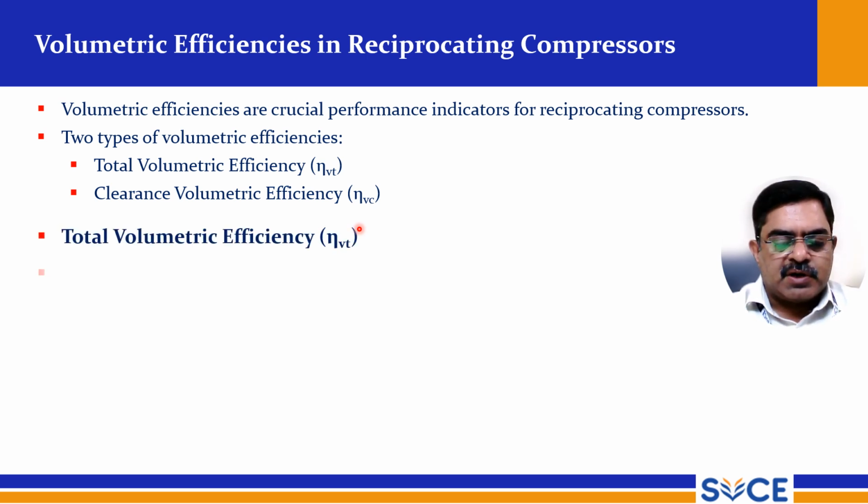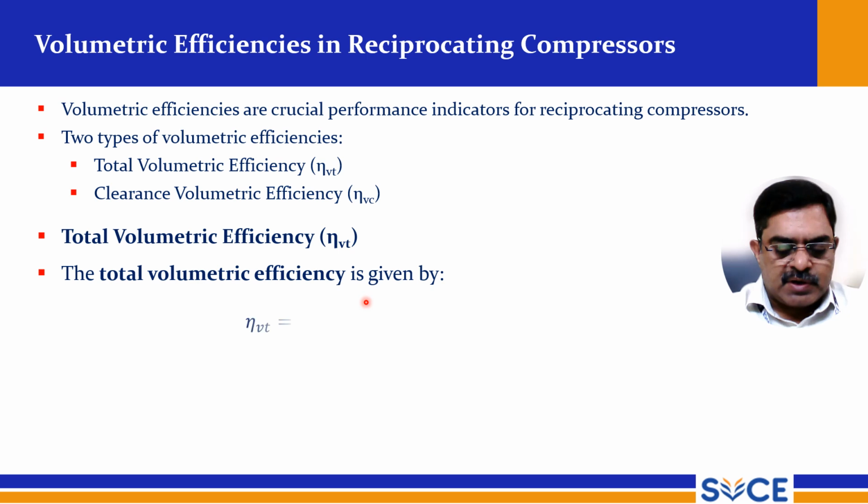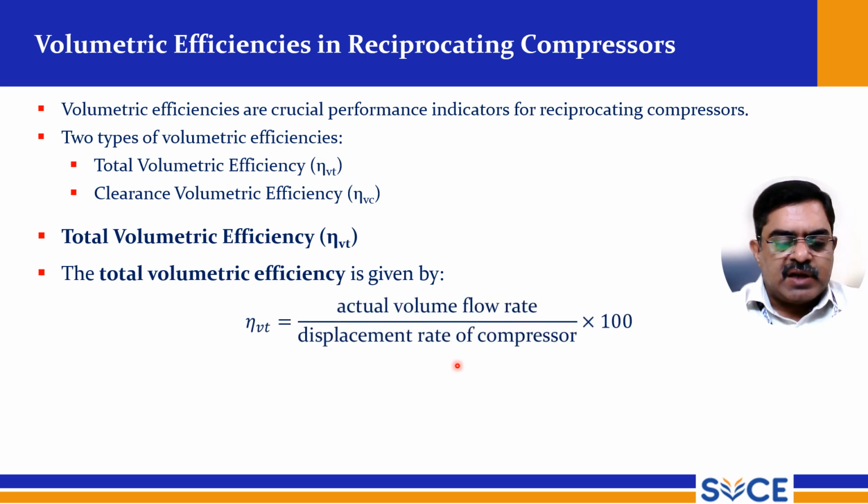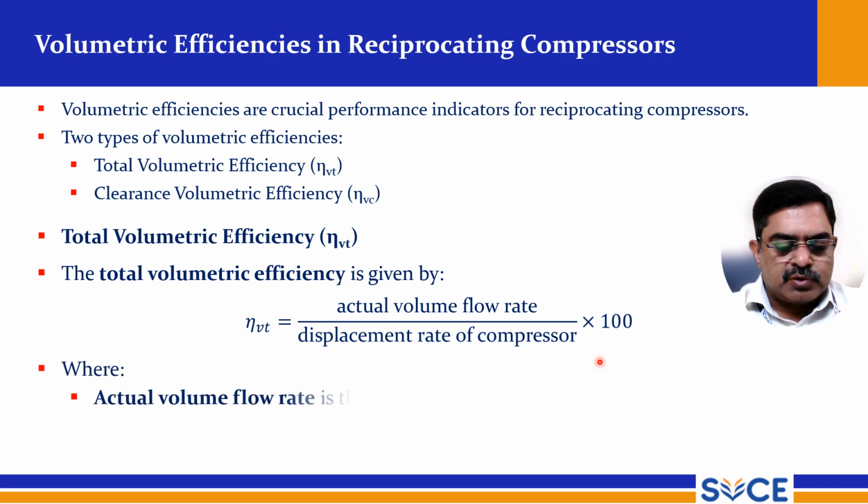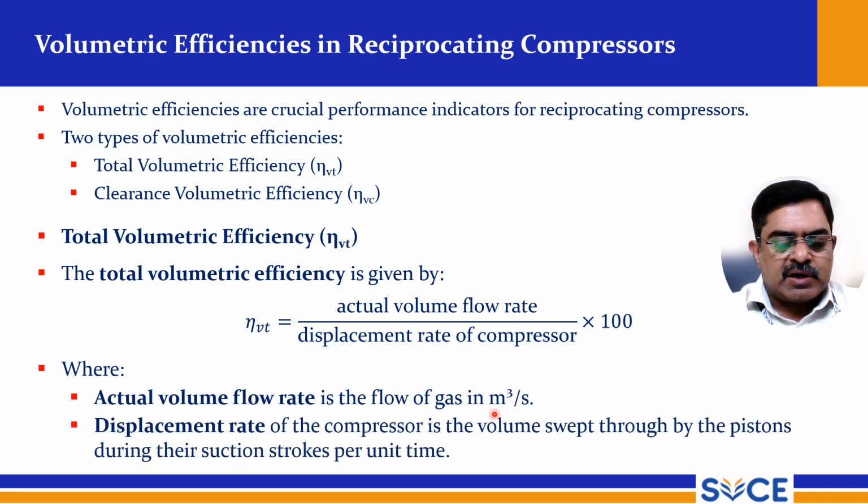The total volumetric efficiency is given by the actual volume flow rate divided by the displacement rate of the compressor, times 100. The actual volume flow rate is the flow of gas in cubic meters per second, and the displacement rate of the compressor is the volume swept through by the piston during the suction strokes per unit time. So this is the actual displacement rate.